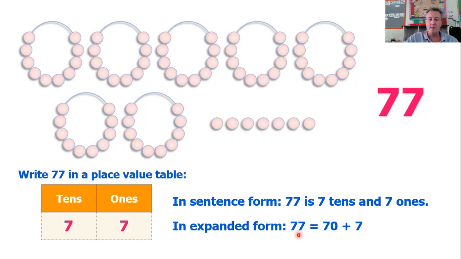77 equals 70, 7 tens, 10, 20, 30, 40, 50, 60, 70, and 7 ones, which is just 1, 2, 3, 4, 5, 6, 7. 77.